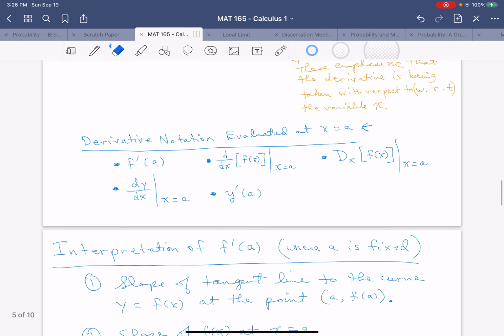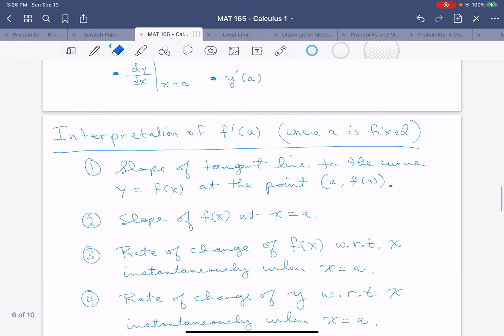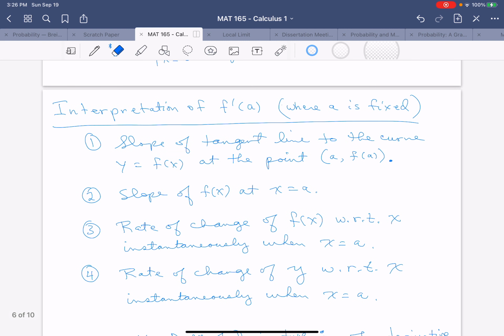Now let's talk about how we interpret the first derivative. If you've watched the previous videos, you should have some idea of how we interpret that, but here are a couple of different ways to look at it. Again, a is some fixed x value. First, it's the slope of the tangent line to the curve y equals f of x at the specific point a comma f of a. That's probably the most common interpretation.